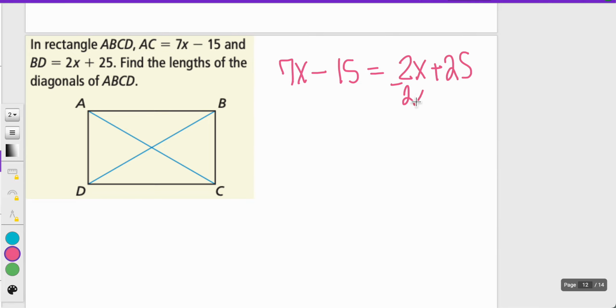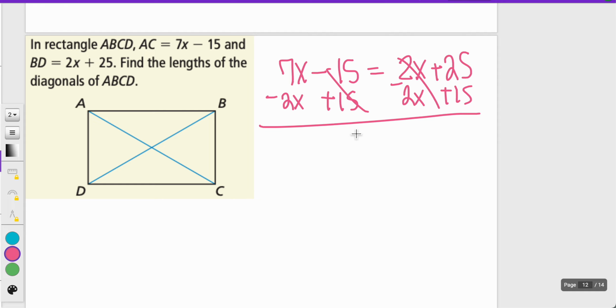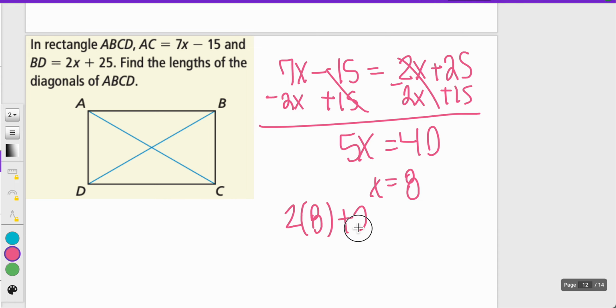Let's go ahead and move our variables to one side and our constants to the other. So I'm going to get 5x for this one, and then, sorry, I subtracted those, 40. So x has to be equal to 8. So then I can just plug that into one of those expressions. I'll do 2 times 8 plus 25. That'll give me 41. Okay?